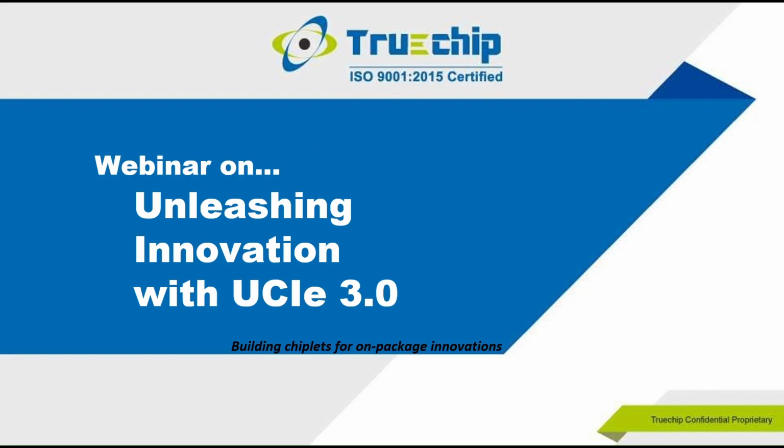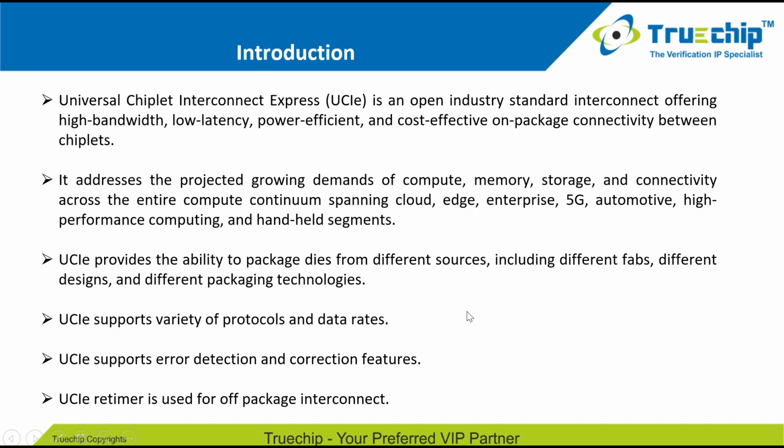We are going to explore the latest advancement in the Universal Chiplet Interconnect Express standard, focusing on what's new in the 3.0 specification. So let's start with the fundamentals. What is UCIe? The Universal Chiplet Interconnect Express is an open industry standard for on-package connectivity. It is designed to provide high bandwidth, low latency, and power efficient connectivity, which is critical to meeting the growing demand of compute, memory, and storage.